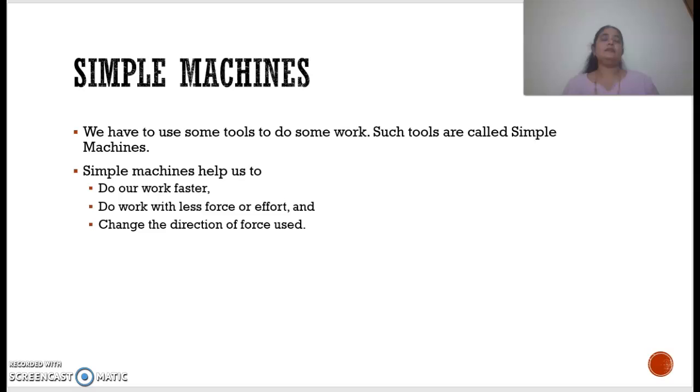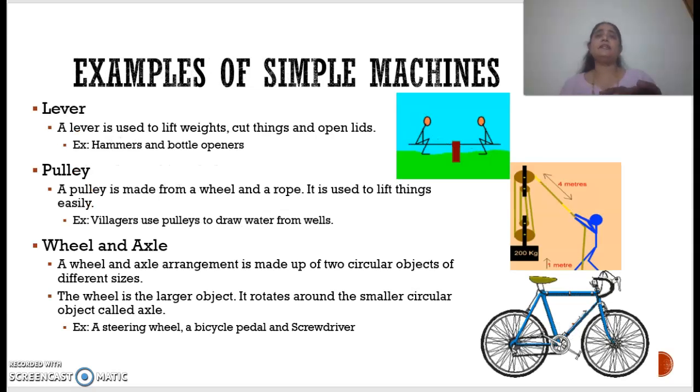Now, next we learn simple machines. You must have heard of many simple machines used to do work. We have many simple machines like knife, scissors, hammer, axe. All this comes under simple machine. What is the use of these simple machines? They help us to do our work faster, to do work with less force or effort, and even to change the direction of force. For all this purpose, we use different simple machines. Now, there are different types of simple machines, different examples of simple machine.